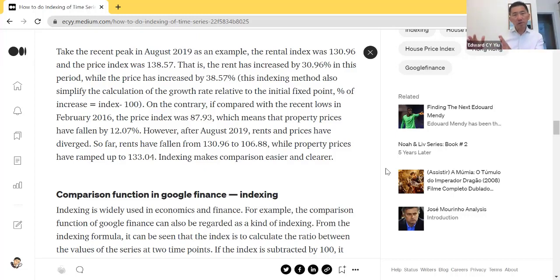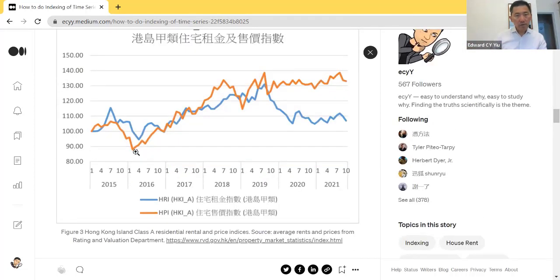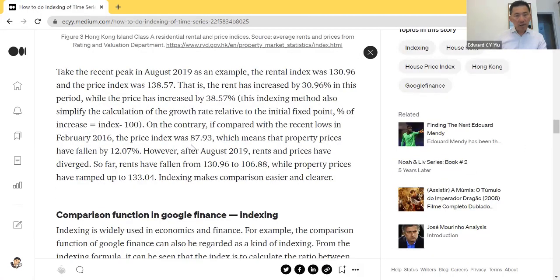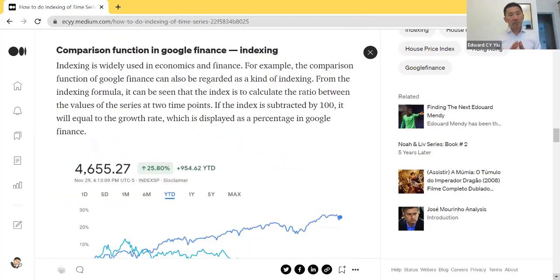And then if we compare the recent low in February 2016, here in the chart, it is the lowest point. Similarly, because the index was 87.93, you can immediately tell that from January 2015 to February 2016, house price fell by 12.07%. This approach, by using a price index and rental index, makes comparisons easier and clearer. That's the reason why indexing is very commonly used in economics and finance.